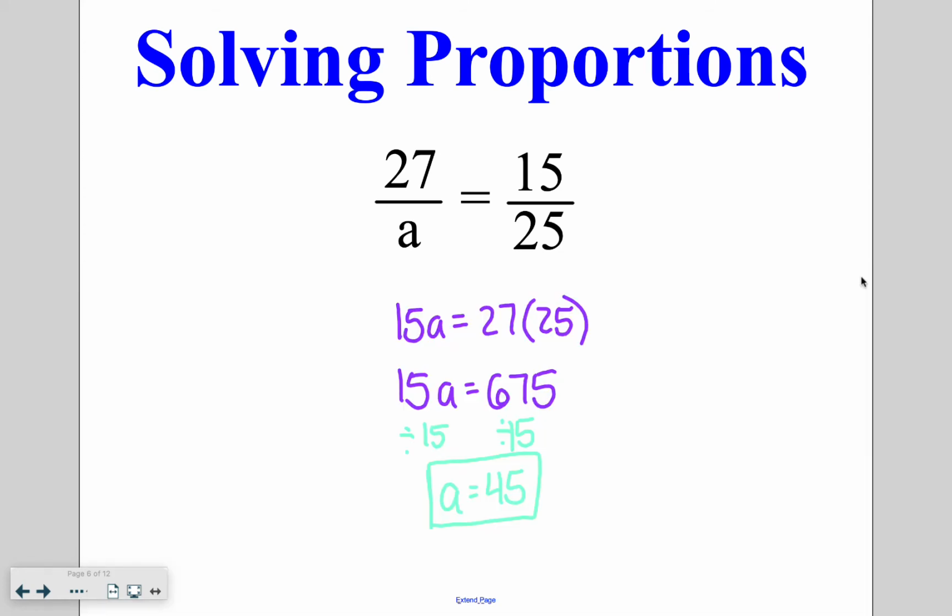Cross multiplying, 15A is equal to 27 times 25, gives you 15A is equal to 675. Dividing gives you A is equal to 45.